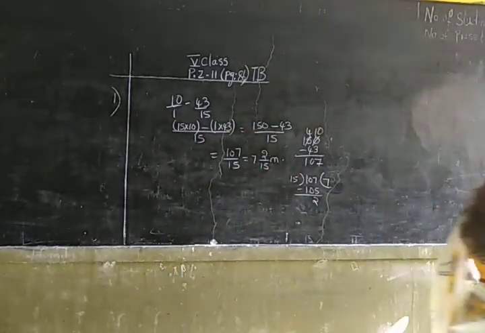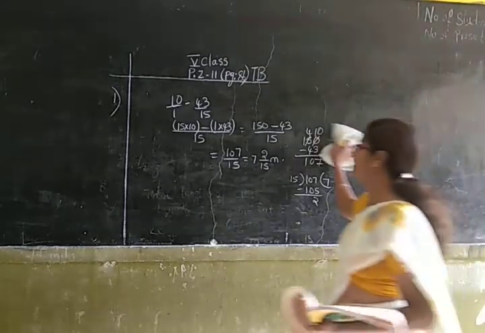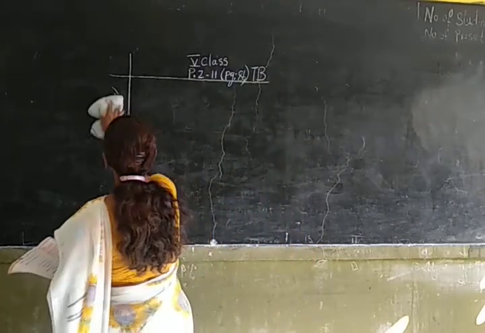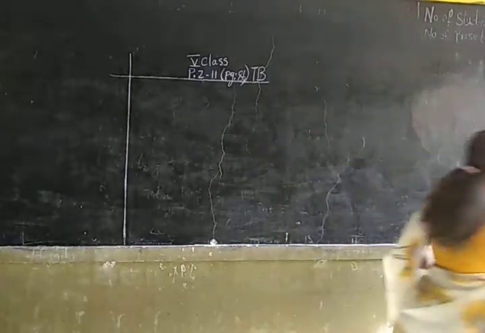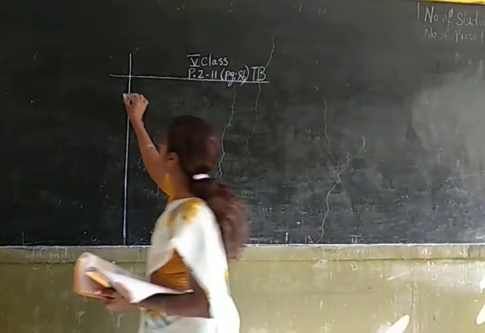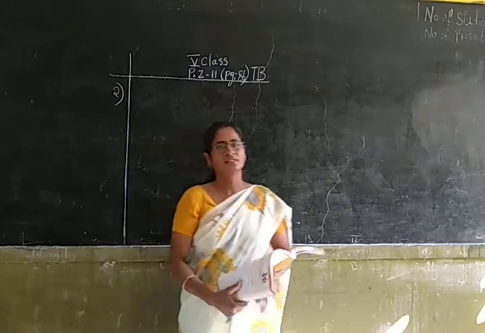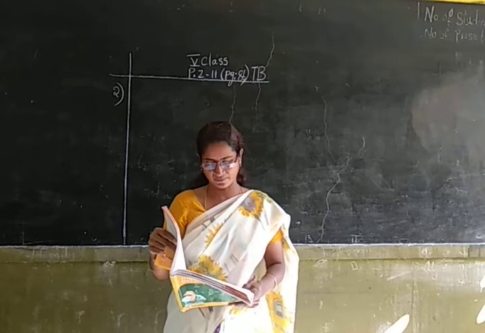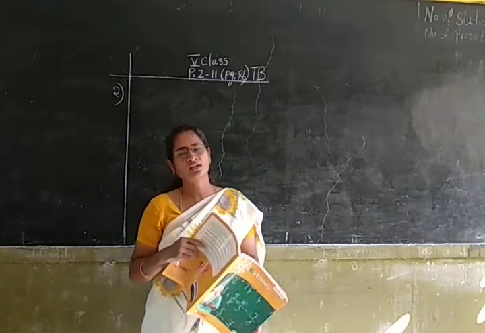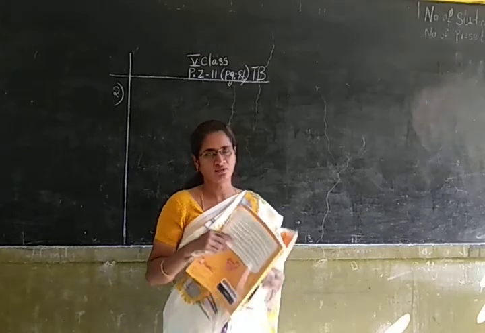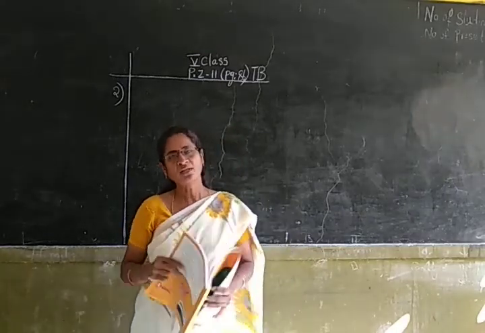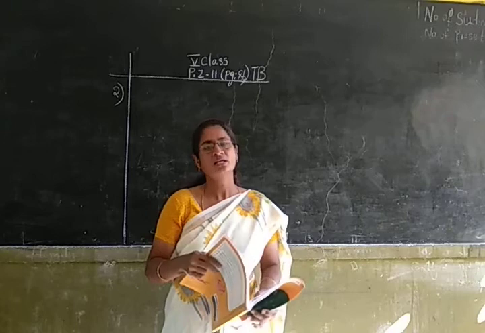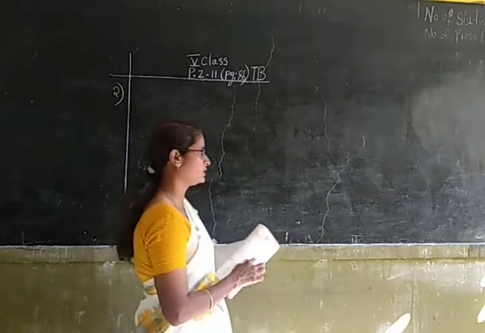Okay children, now let us do the second sum. Now I am reading the second question. Okay children. How many 1 by 3 glasses of juice can be obtained from 3 4 by 6 glasses? So here there are 3 4 by 6 glasses of juice. Now we have to find out how many 1 by 3 glasses can be made by the juice which is in 3 4 by 6 glasses. Okay children. So let us do the sum.